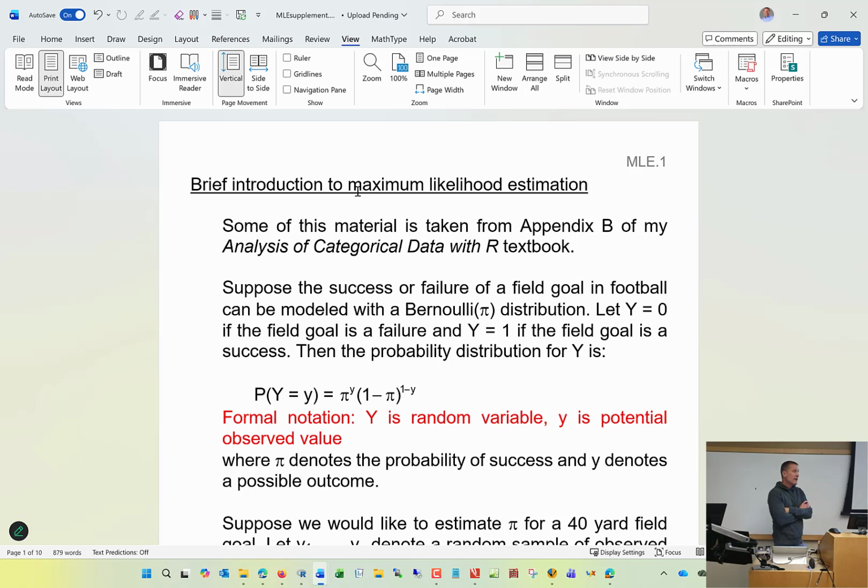This material that I'm going to be talking about actually comes directly from Appendix B of this Analysis of Categorical Data with R book that I wrote. This is the book that I use for Stat 475 and 875, which is actually going to be offered next spring.